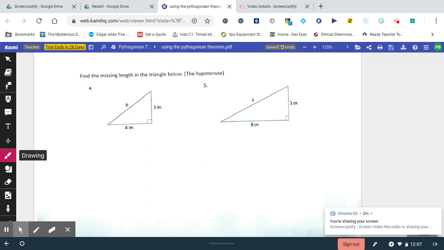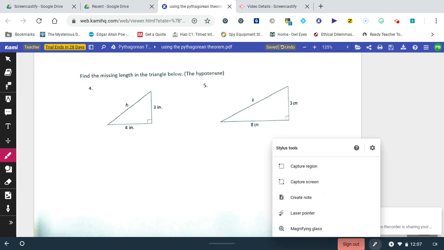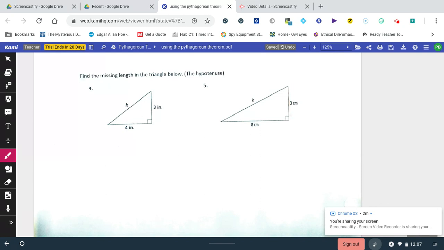All right, let's take a look at something like number 5. I'm kind of skipping around, not going to do 4. These two make the legs because they make the right angle. As you can see, the right angle is right there. So these two are my legs. They're my A and my B. Again, A and B are interchangeable. It doesn't matter which one you let be A or which one you let be B.